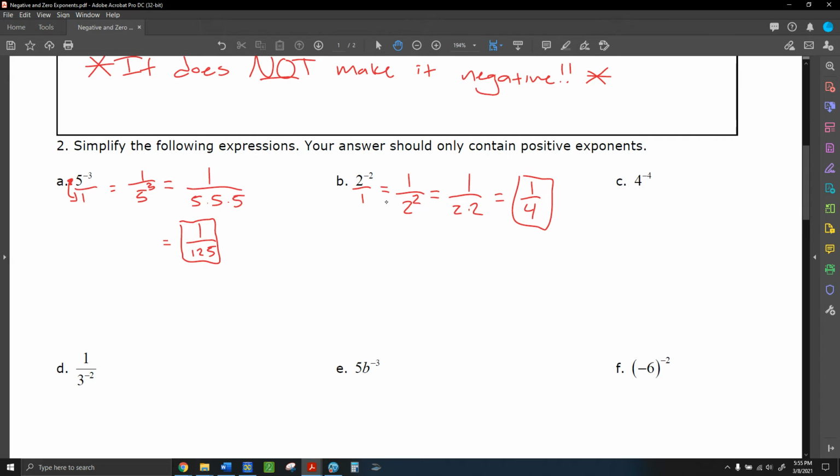Letter C, we have 4 to the negative 4. Make it a fraction, flip it, and make the exponent positive. So we have 1 over 4 to the positive 4, which is 1 over 4 times 4 times 4 times 4. And 4 times 4 times 4 times 4 is, well, we have 4 times 4 is 16, times 4 is 64, times 4 is 256. Okay, that you can use a calculator on.